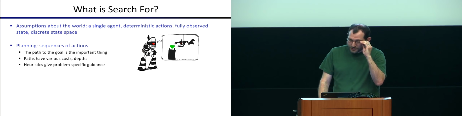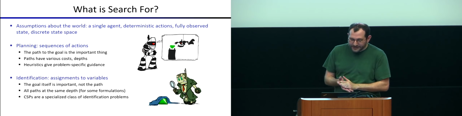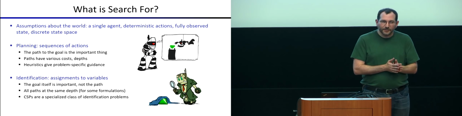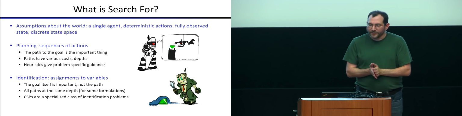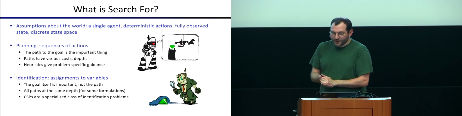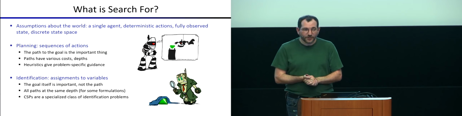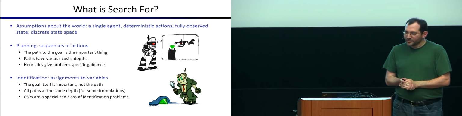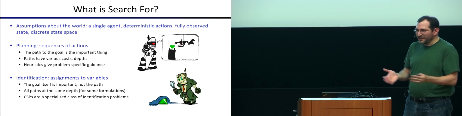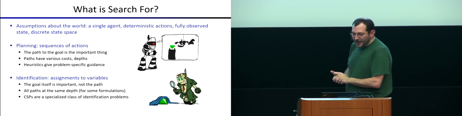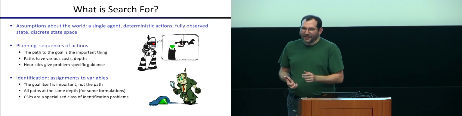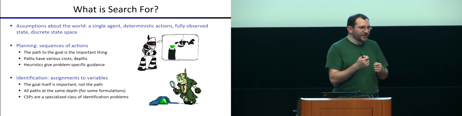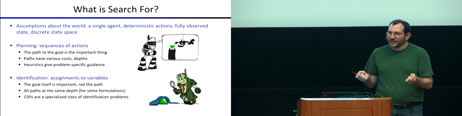But there's another class of search problems as well. And these are the identification problems. These problems usually take the form of an assignment of values to variables. And in identification problems, you're not really so concerned with how long the solution is. In general, they're all the same length because all the variables get an assignment. And you're not concerned with the path. You're not concerned with how you came up with this assignment. You just want to know the assignment itself.